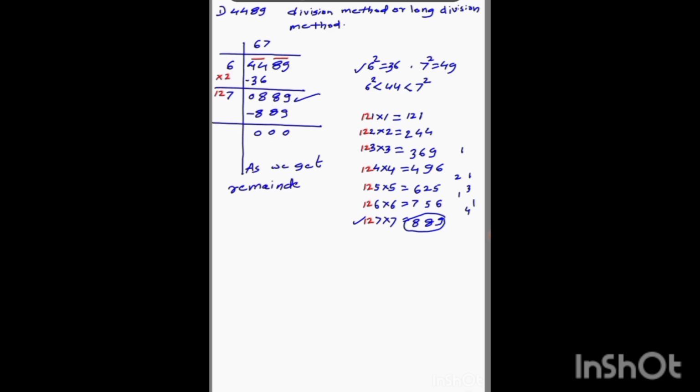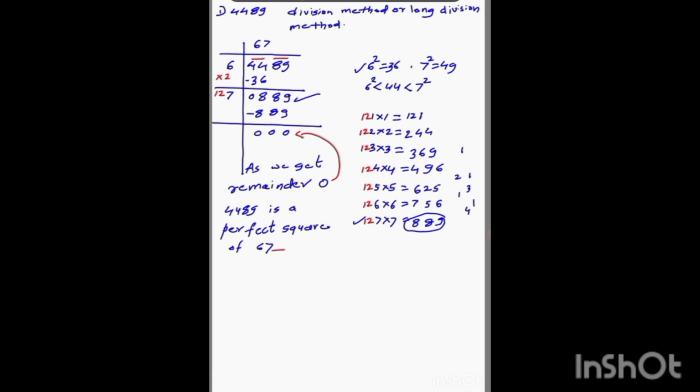As we get a remainder 0, the given number 4489, not 89, is a perfect square. We are dealing with the original number, and it is a perfect square of what? Provided this remainder is 0, it is the perfect square of 67. See, it's a perfect square of 67. From where did you get 67? Just see.